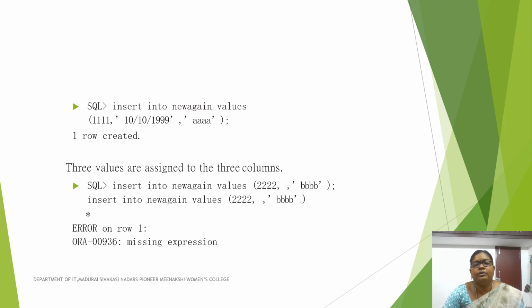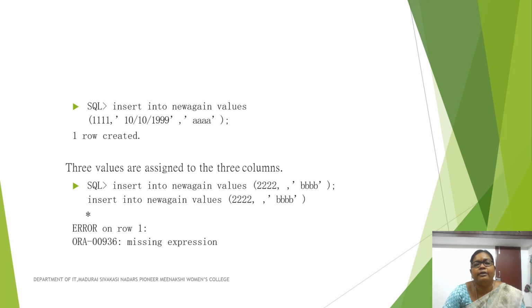Once I execute this command, if there is no syntax error, it means one row is created. So this is the status which indicates one row of data is added successfully in the database. Then I'm going to add one more row of data. This is the syntax for giving the next input to the same table.